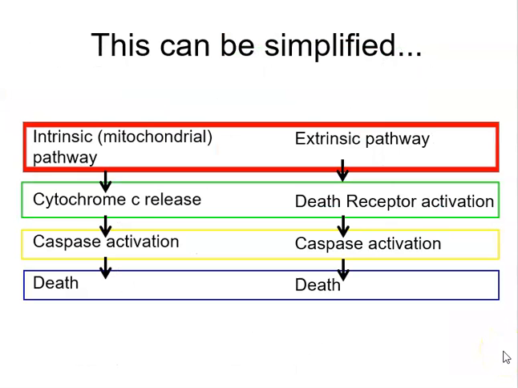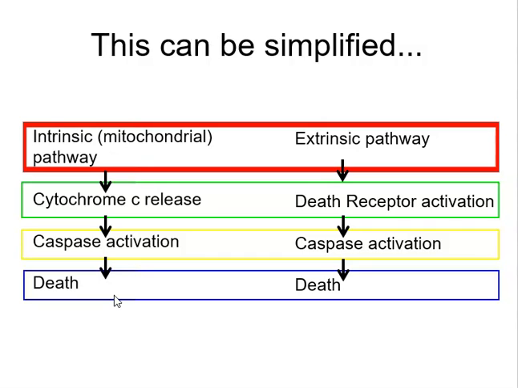You've got the extrinsic pathway, you have death receptor activation by something like a T cell or a natural killer cell, causing caspase activation, causing executioner caspase activation, and then death. The intrinsic pathway, something like hypoxia, DNA damage, you get both cytochrome C release, which I've not yet told you about, and caspase 9 release from the mitochondria. That results in caspase activation, and then that results in death via executioner caspases.